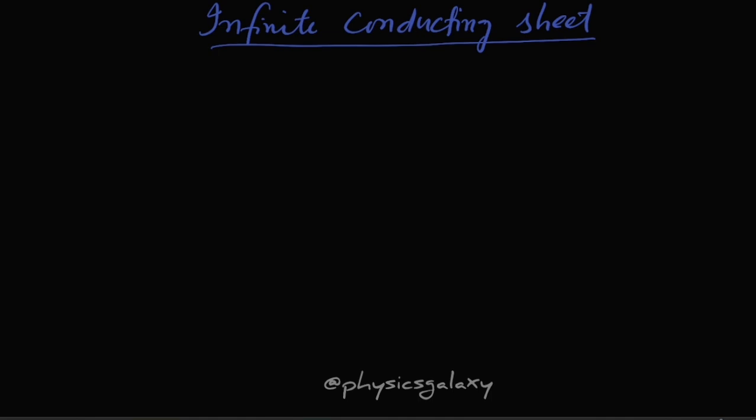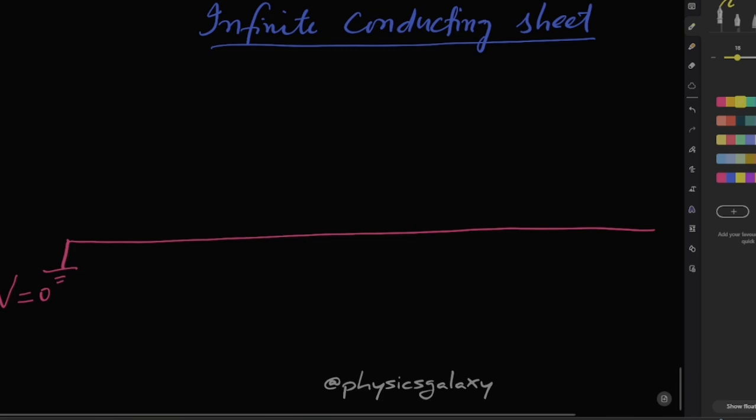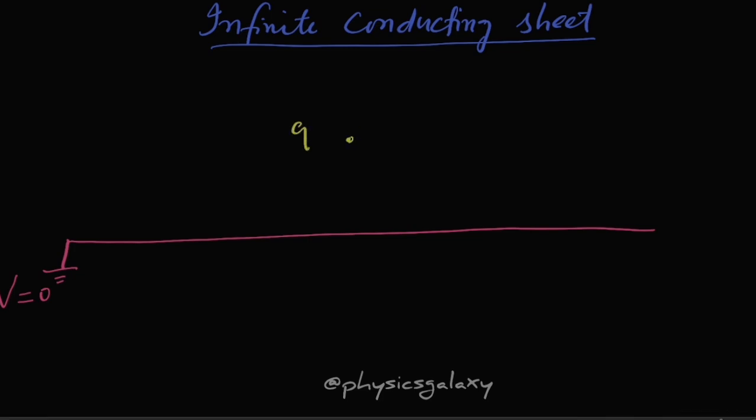That means, suppose this is my sheet. It extends to infinity, and it has been grounded. That means potential V equals 0 at all points. Now suppose I have a charge q, and suppose its coordinates are x equals 0, y equals 0, and z equals d.